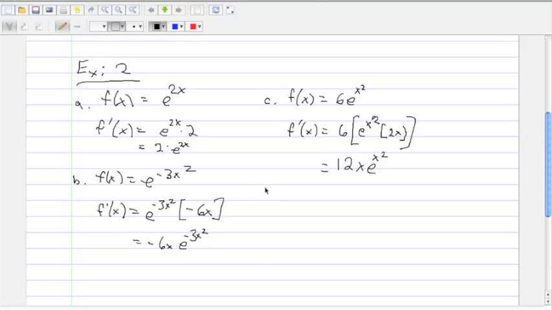Part D. We have f of x is e to the minus x. So then our f prime, again, it's just going to be e to the minus x times the derivative of your exponent, which is just going to be minus 1. So then that's just going to be minus e to the minus x.